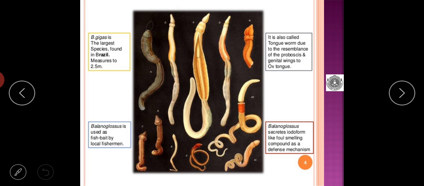So this is a slide showing the different facts about these Balanoglossus. It is the largest species found in Brazil and measures up to 2.5 meters. It is also called tongue worm or acorn worm, due to the resemblance of the proboscis and genital wings to an ox tongue. Then Balanoglossus secretes an iodoform-like foul smell, a compound which acts as a defensive mechanism. So this is what the different slides in today's presentation topic were about. So let me stop at this level and continue the rest in the next class.